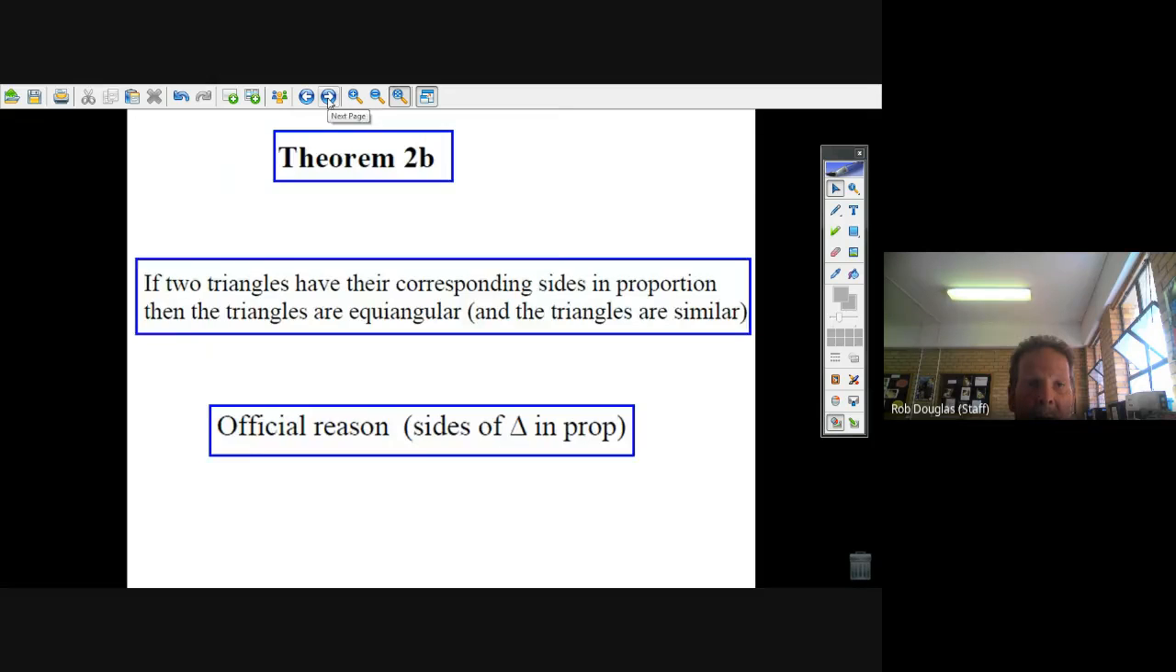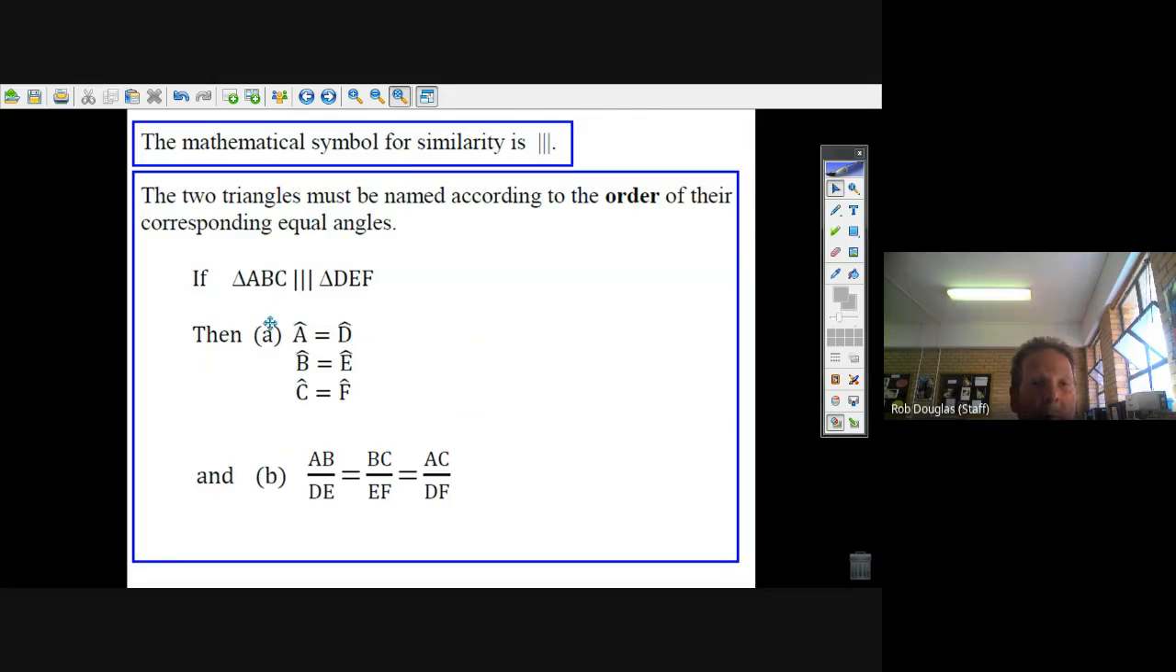Okay, now here's some other stuff. When we're writing this, if we use these three lines to show that two triangles are similar, and we say triangle ABC is similar to triangle DEF, this order is really important. It's super important because this first letter matches up with the first letter here, and angle A will equal angle D, and the letter in the middle matches up with the letter in the middle. So angle B equals angle E, and angle C will equal angle F, the angles on the end.